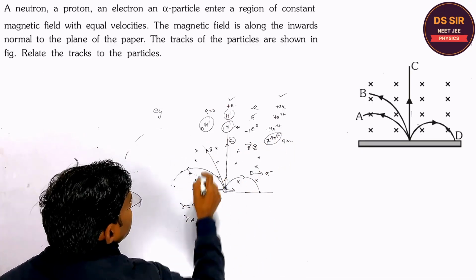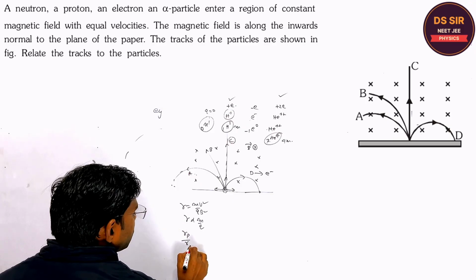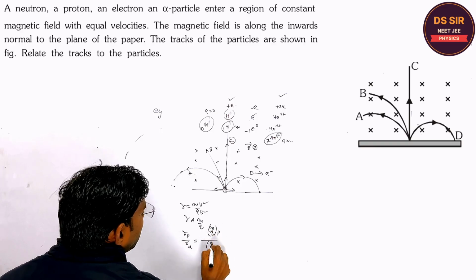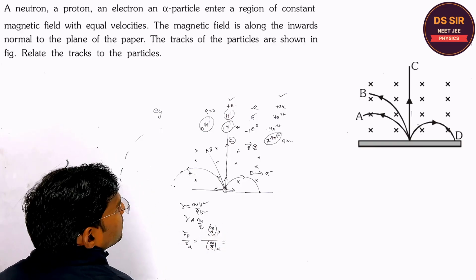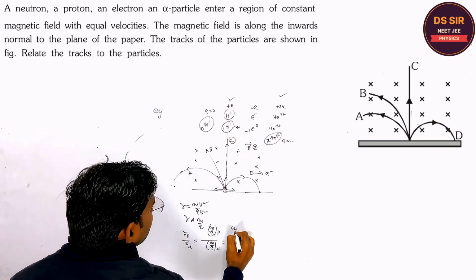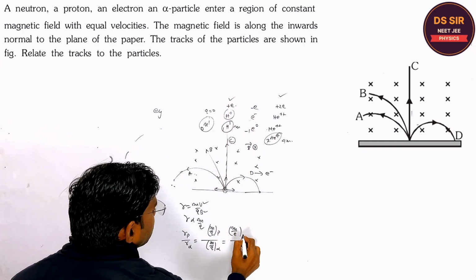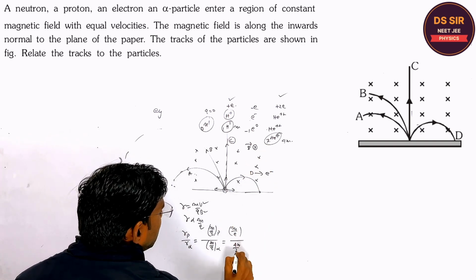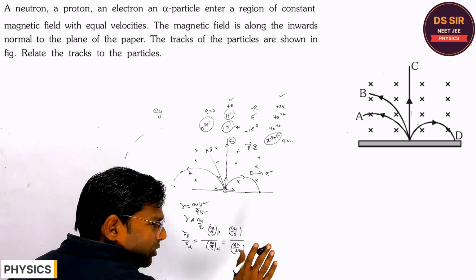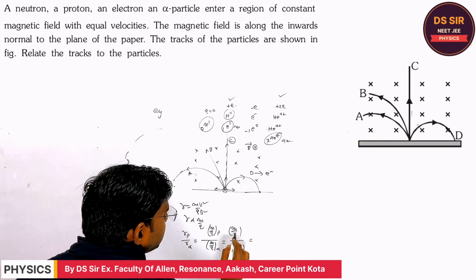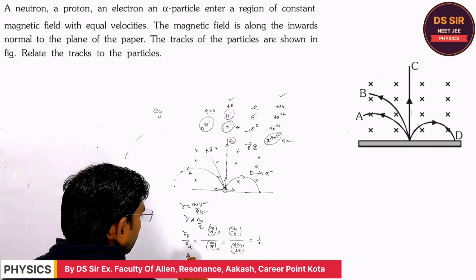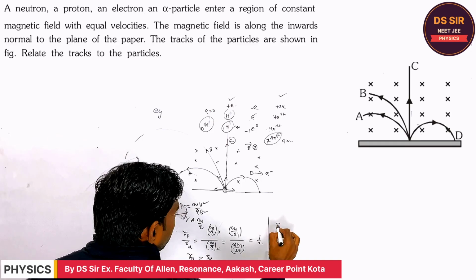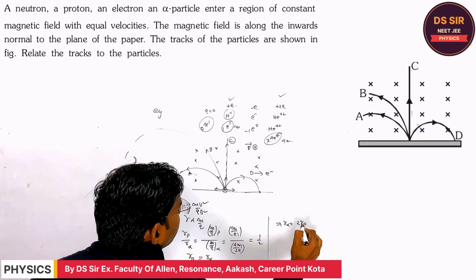Yes. So consider the ratio of the radius of proton to that of the alpha particle: the mass by q ratio of proton over the mass by q ratio of alpha particle. What is the mass of the proton? m. What is its charge? e. For the alpha particle, mass is 4m and charge is 2e. When you calculate this, what answer do you get? 1 by 2.